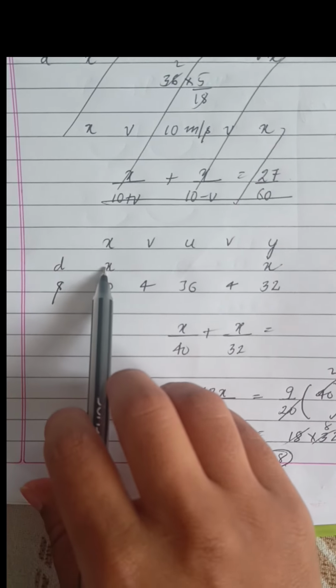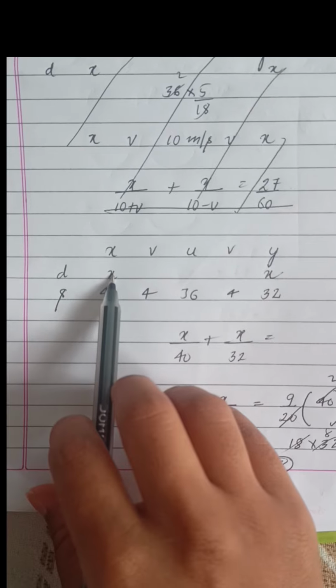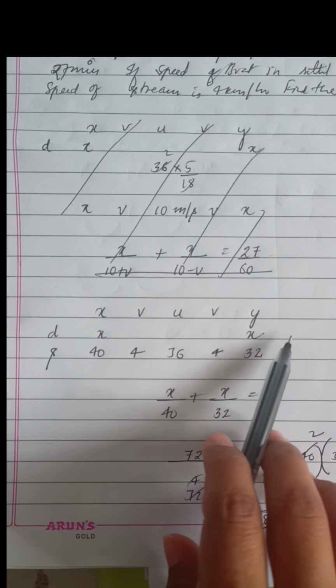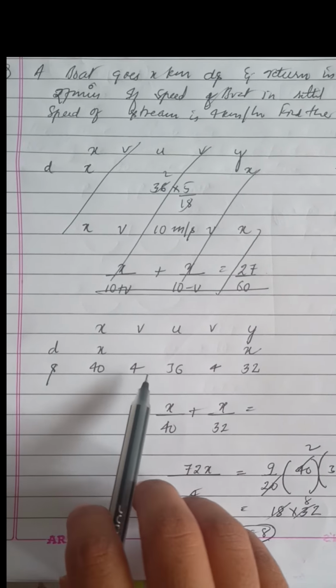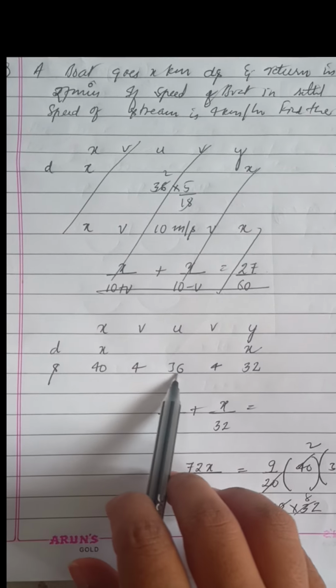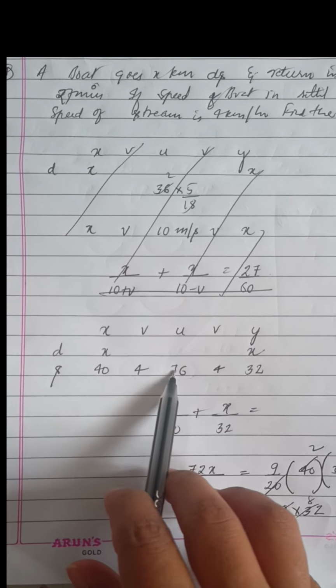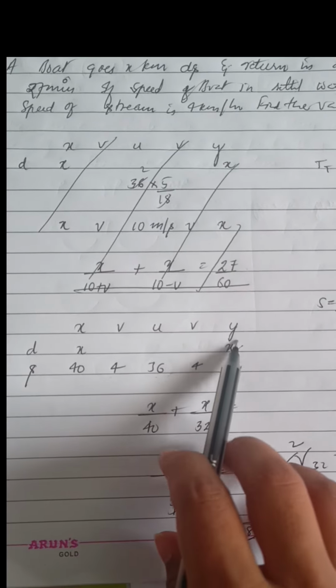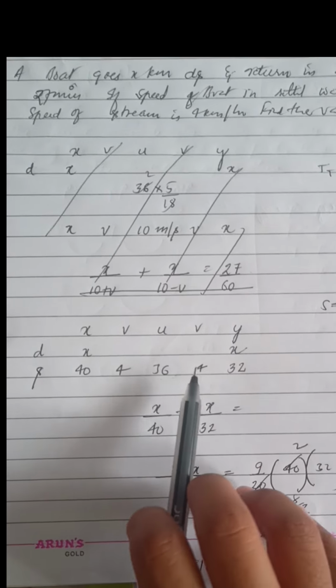Since we need to travel the same distance upstream and downstream, they have given x kilometers. So here also x, here also x. Then they have given that the speed of the stream is 4 km per hour and the speed of the boat in still water is 36 km per hour. So if I add this, I'll get 40 km per hour downstream and the upstream speed as 32 km per hour.